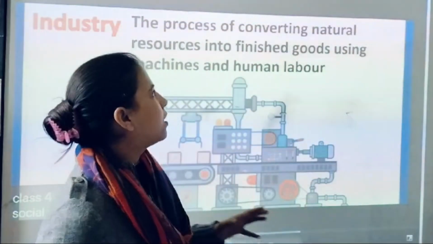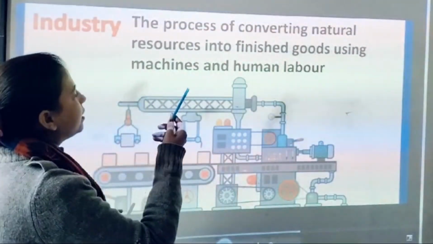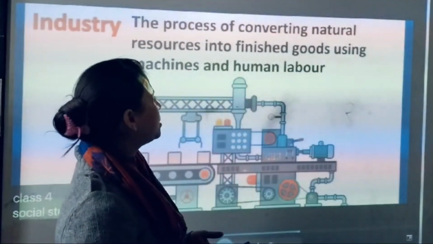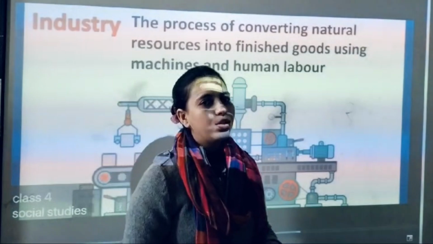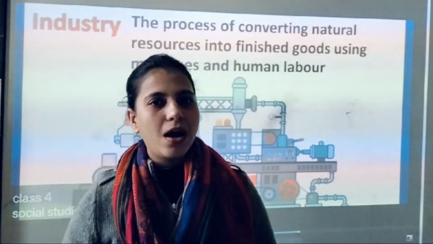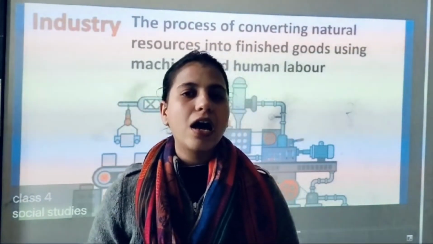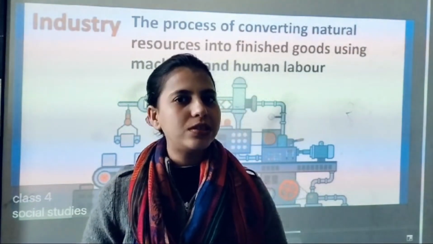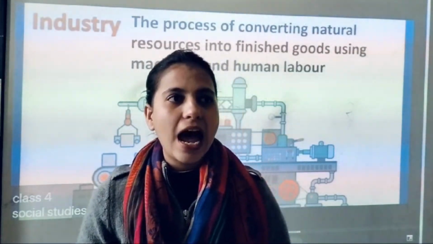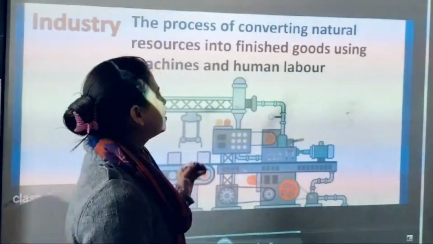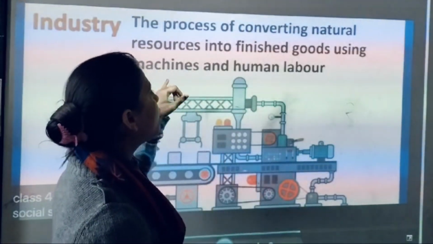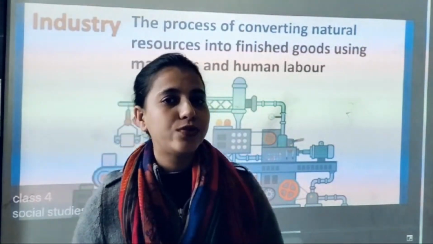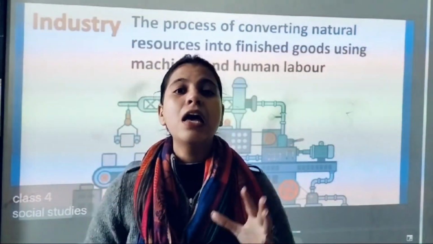So basically, what is industry? It is the process of converting natural resources into finished goods by using machines and human labor. So this is the meaning of industry, where we use raw material and convert it into finished goods. For converting the raw material into finished goods, we need machinery as well as labor.